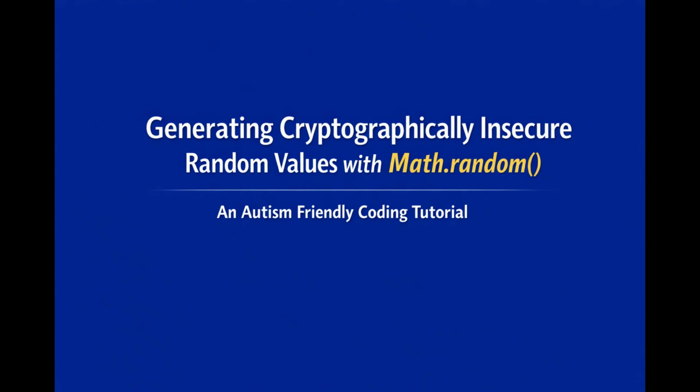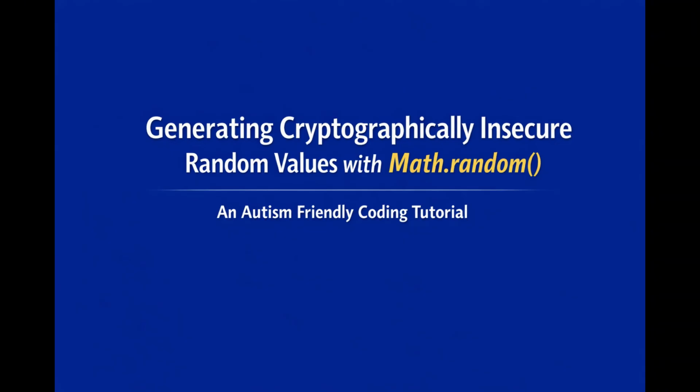Welcome to Generating Random Values with Math.random and Math.floor, an autism-friendly coding tutorial. In this video, we're going to build a simple dice roll app using JavaScript inside a Next.js project. We'll look at how Math.random works, how Math.floor helps us turn that into whole numbers, and how a little bit of math lets us simulate something real, like rolling a six-sided die.